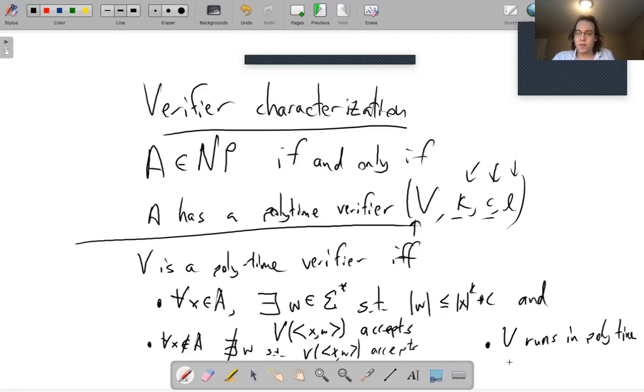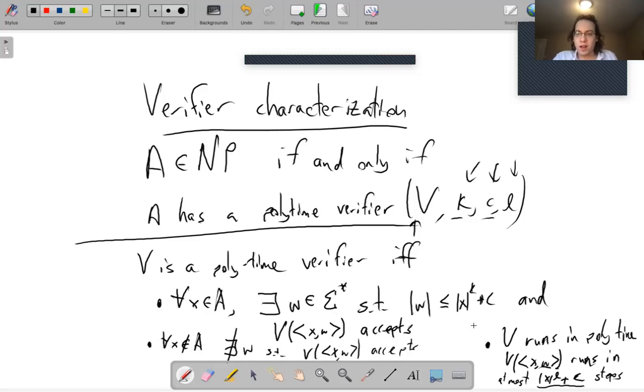So for example, V of x, W runs. We can even bound the runtime only in terms of the size of x, because we know the size of W. We won't care about W's that are too long, and we can check that. So we can bound this in terms of size of x to the k plus c, so it is at most that. So V is polynomial time. This is some polynomial.